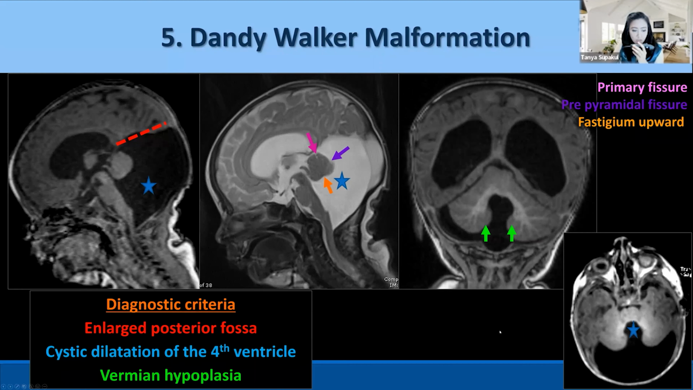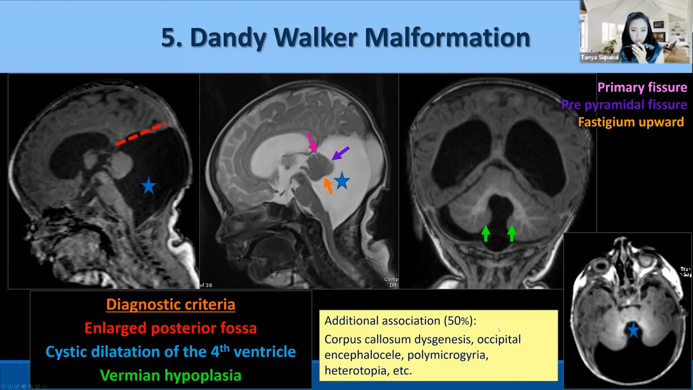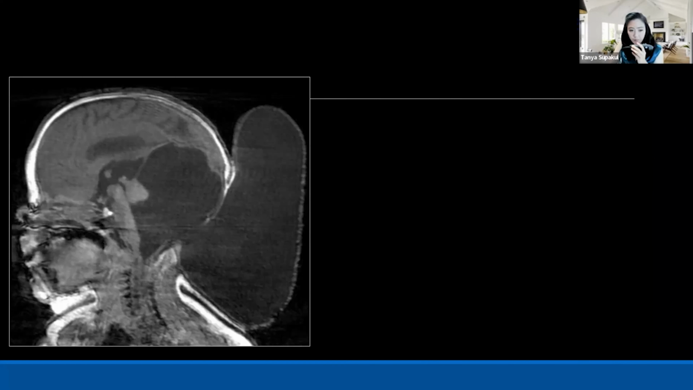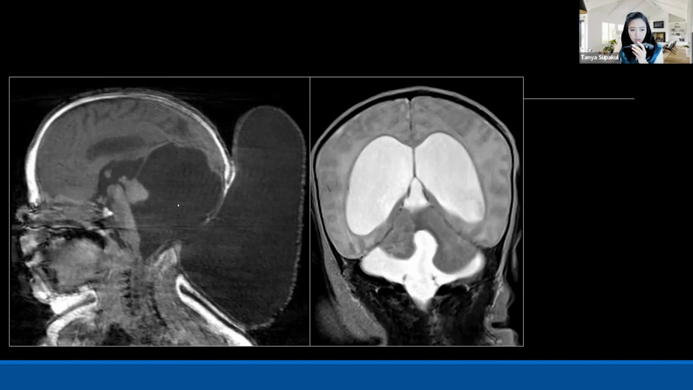So this is a Dandy-Walker malformation. When you see Dandy-Walker malformation, there are usually some associated findings of corpus callosal dysgenesis, or some encephalosis, or polymicrogyria, or heterotopia. About this patient, the first thing you can see here is that the patient has a very big posterior fossa for sure, with the cystic space in the posterior fossa and also hypoplasia of the cerebellar hemisphere.